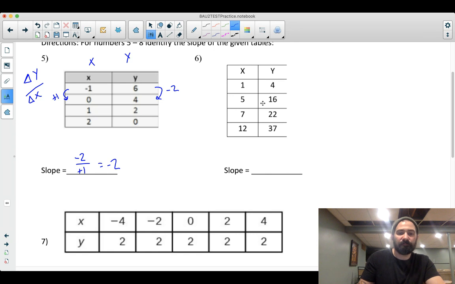Number 6, change in y, 4 to 16 is plus 12. Change in x is 1 to 5 is plus 4. I get 12 over 4, which reduces down to 3 over 1. Or I could just write 3. Same thing here, negative 2 over 1.